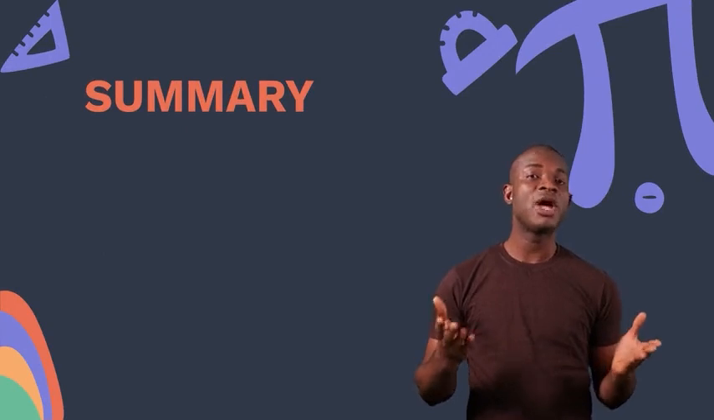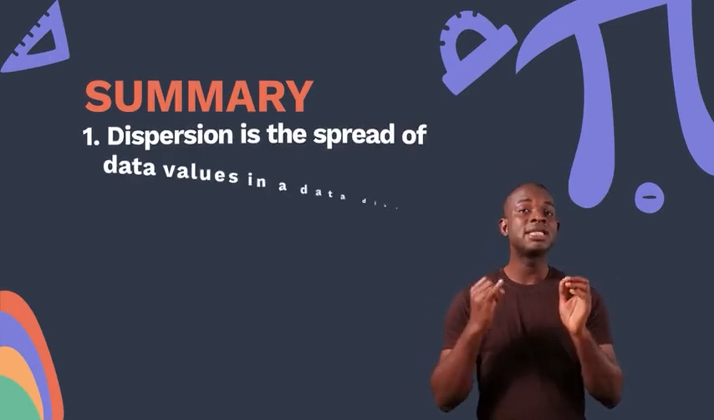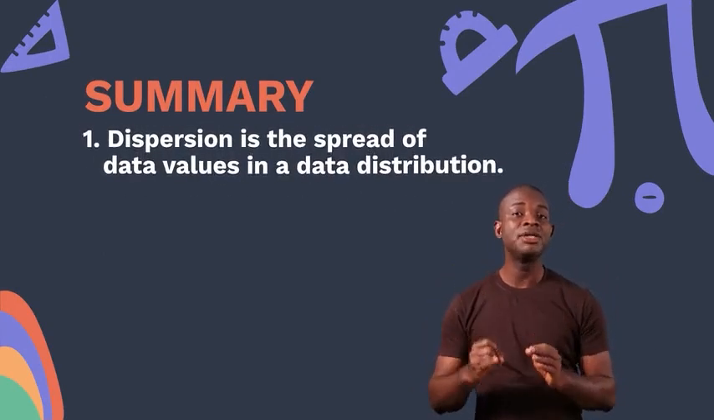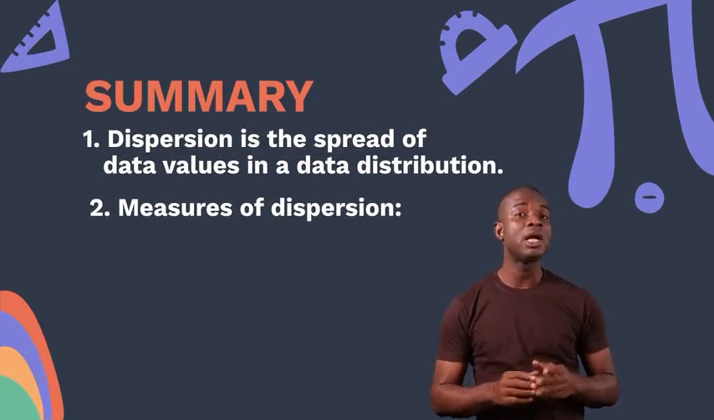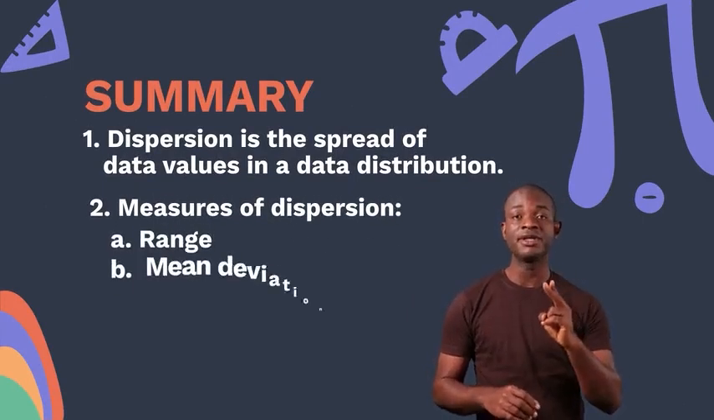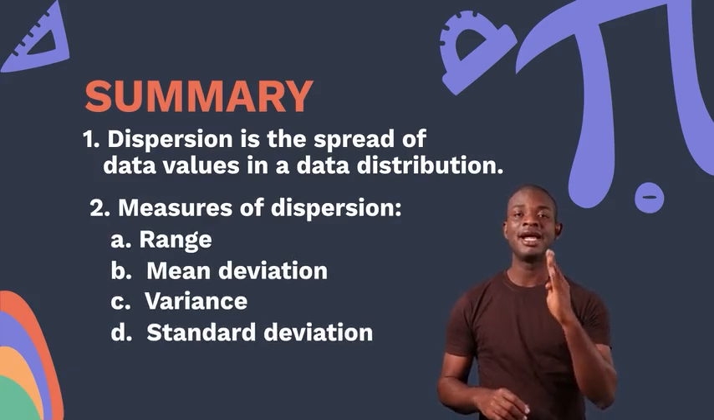In this lesson, we have learned that dispersion is simply the spread of data entries in a data distribution. The measures of dispersion are range, mean deviation, variance, and standard deviation.